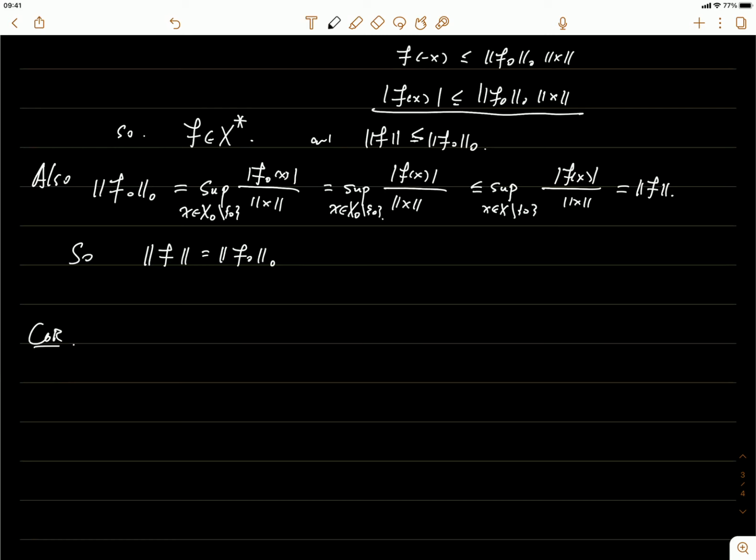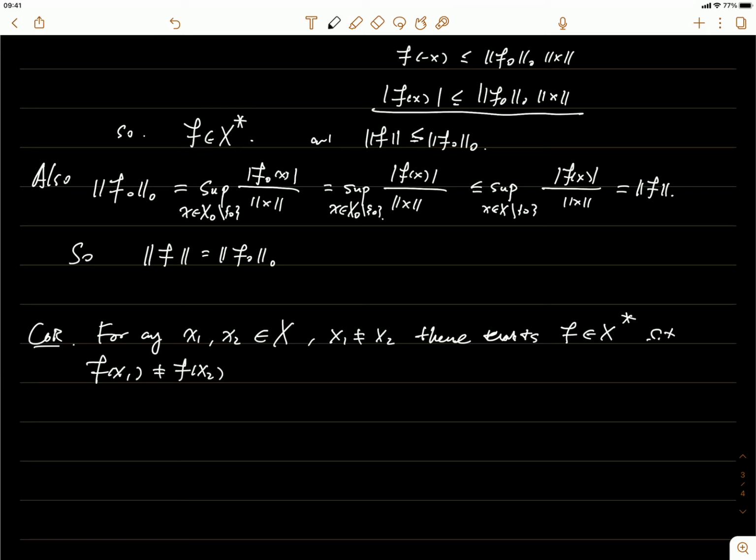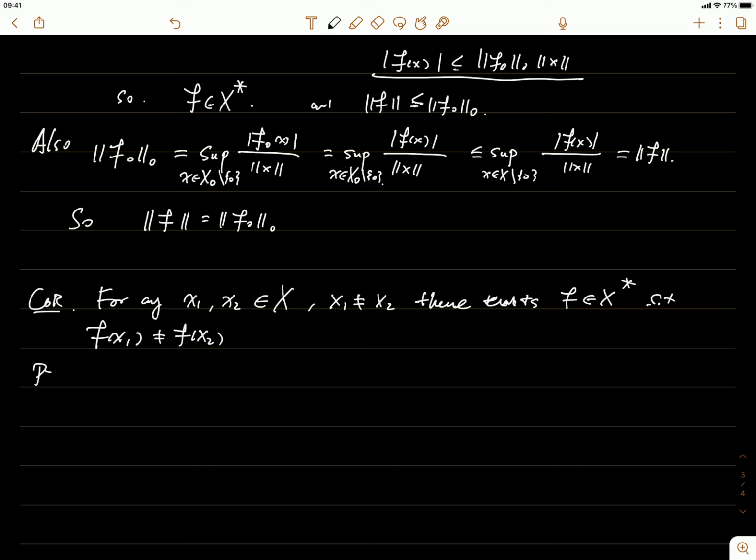Another corollary is this. The Hahn-Banach theorem tells us that for any two different elements or vectors in the space X, there exists a linear functional to distinguish them. What we mean by that is, for any x1, x2 in the space X, where these two are different, there exists some f in X star such that f of x1 is different from f of x2. So there's always a linear functional to distinguish the two different vectors x1, x2. Okay, let's see the proof.